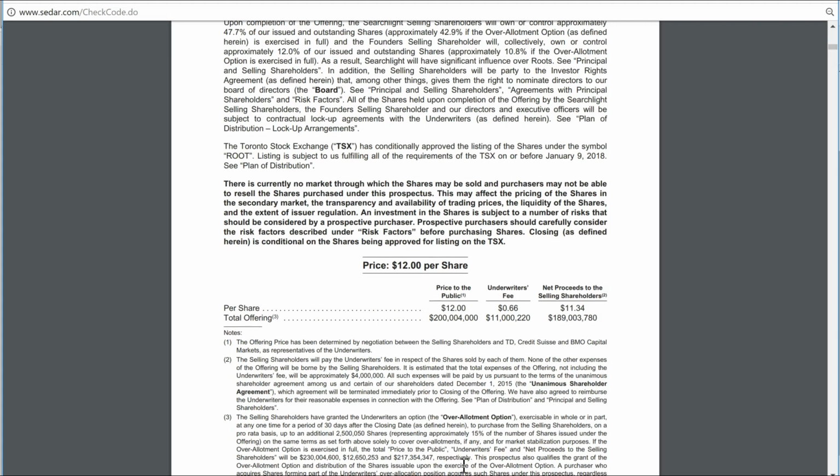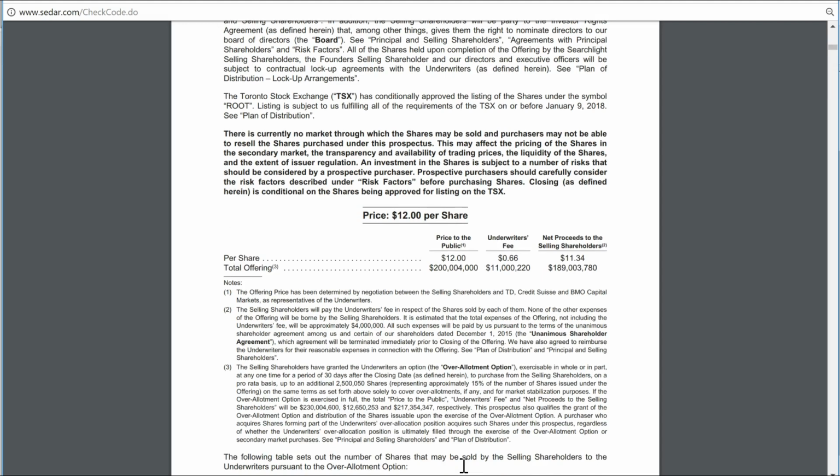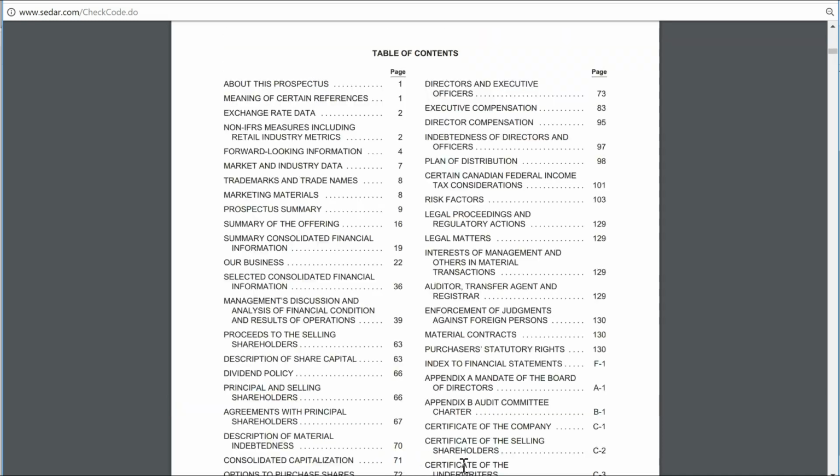So you can see here the offering price has been determined by the selling shareholders, so by Roots and these inside owners that are selling, and also by TD, Credit Suisse, and BMO. In this case, these three firms, TD, Credit Suisse, and BMO, are the principal underwriters of this issue. They've come together as a collective unit, and they're going to be the main underwriters of this issue.